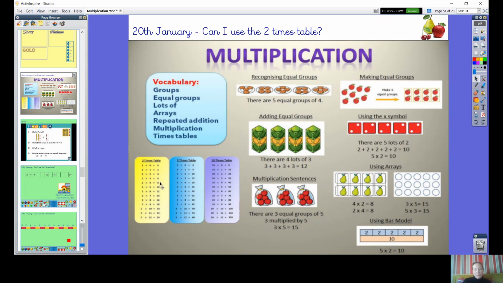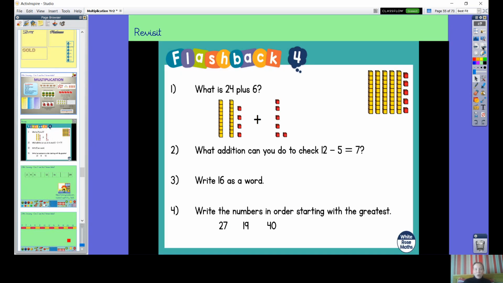And today we're going to be focusing on our 2 times table, and then we're going to also be thinking about our 5 and 10 times table for the rest of this week. So first of all though, let's warm up our maths brains. Have a look at this and see what you can do.